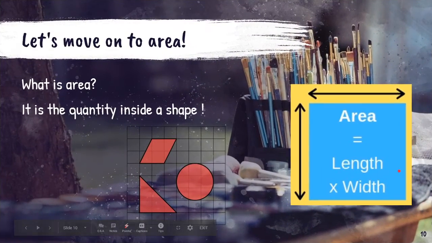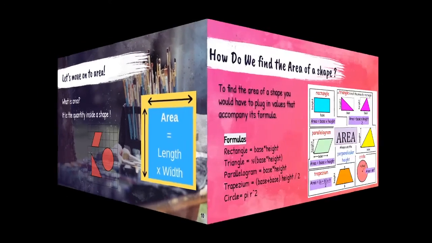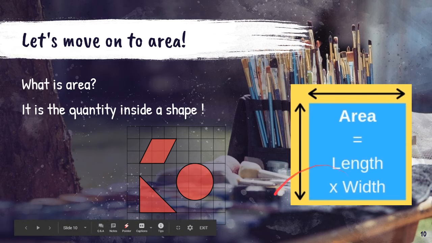Let's move on to area. What is area? Well, it is a quantity inside a shape. And the formula to find area in a rectangle or a square, only those two, is length times width. And some other shapes, but usually it's just length and width for square and rectangle. That's not the formula for every single shape.